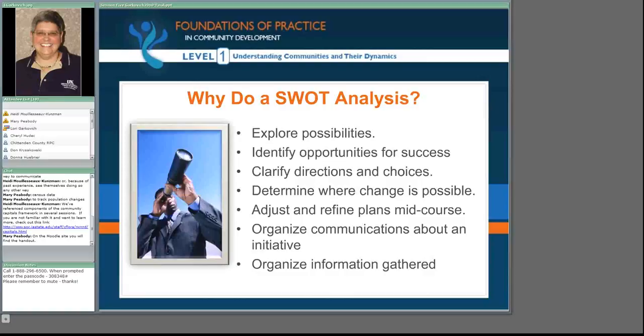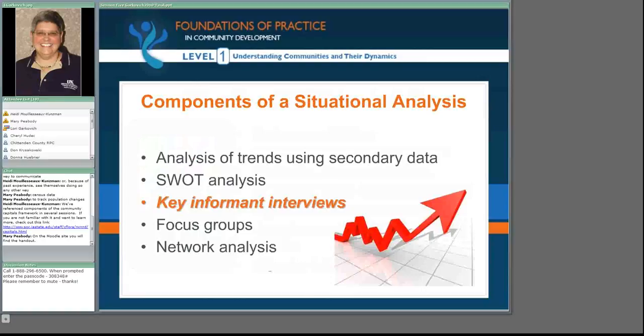And, you know, sometimes it's just a really effective way. You've gathered a lot of information from your situational analysis, the analysis of secondary data. It's really, in effect, a SWOT. Putting it into a SWOT framework is something that people kind of intuitively understand. I'm not going to go into that anymore because I think we've all done it enough. So let's talk about key informant interviews.